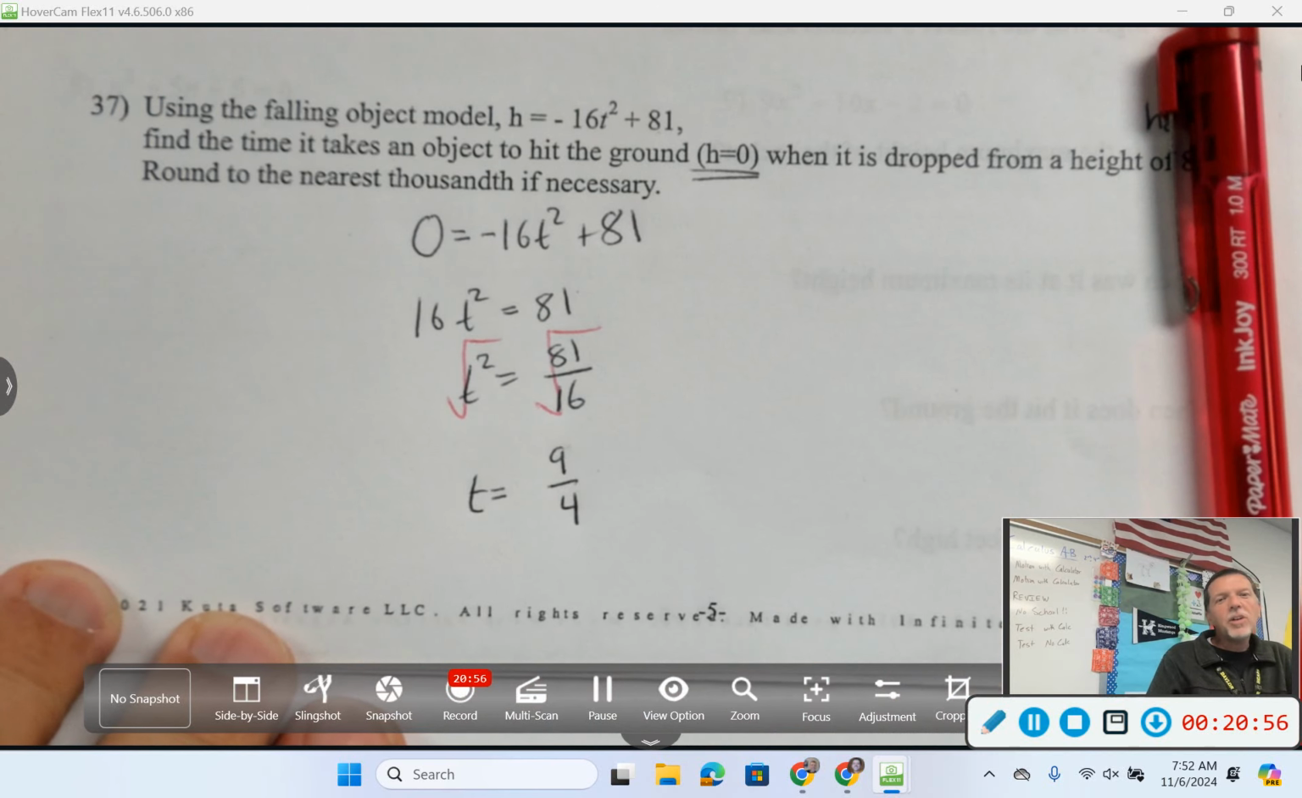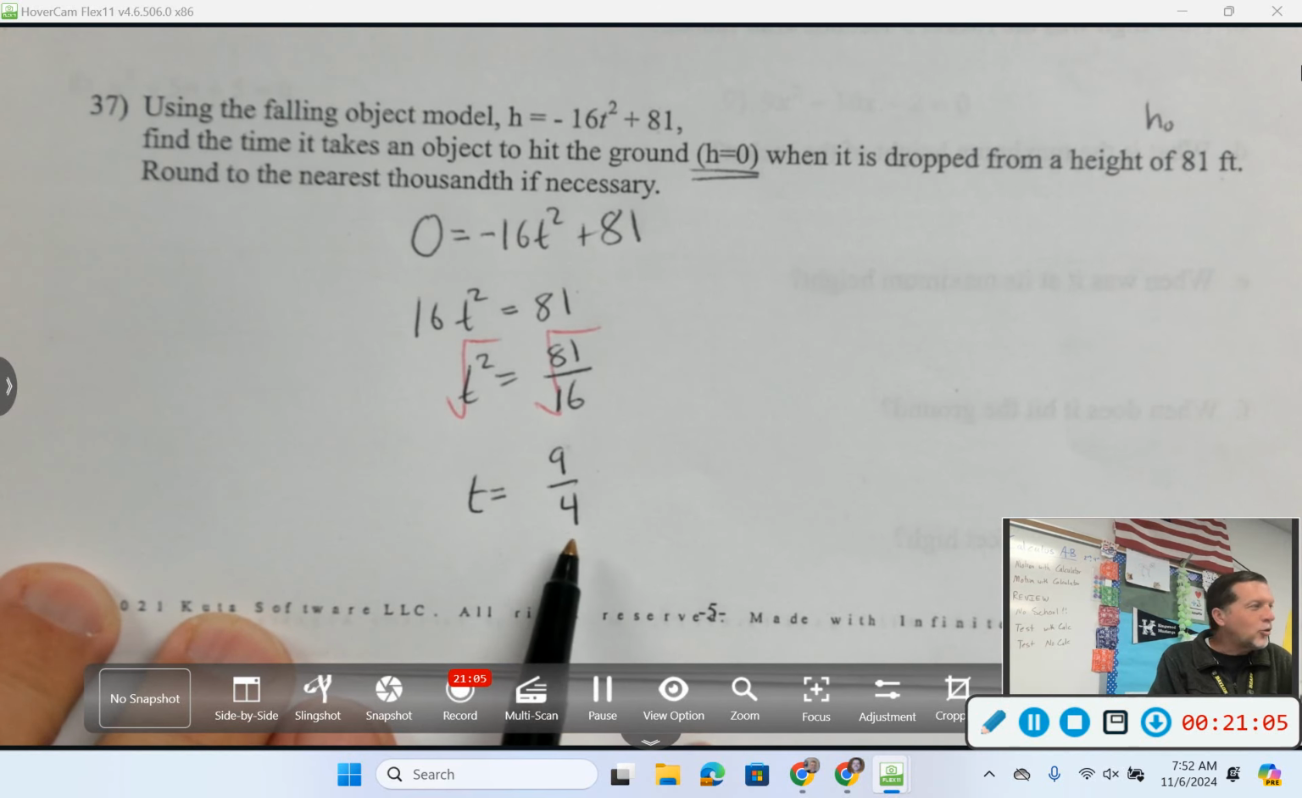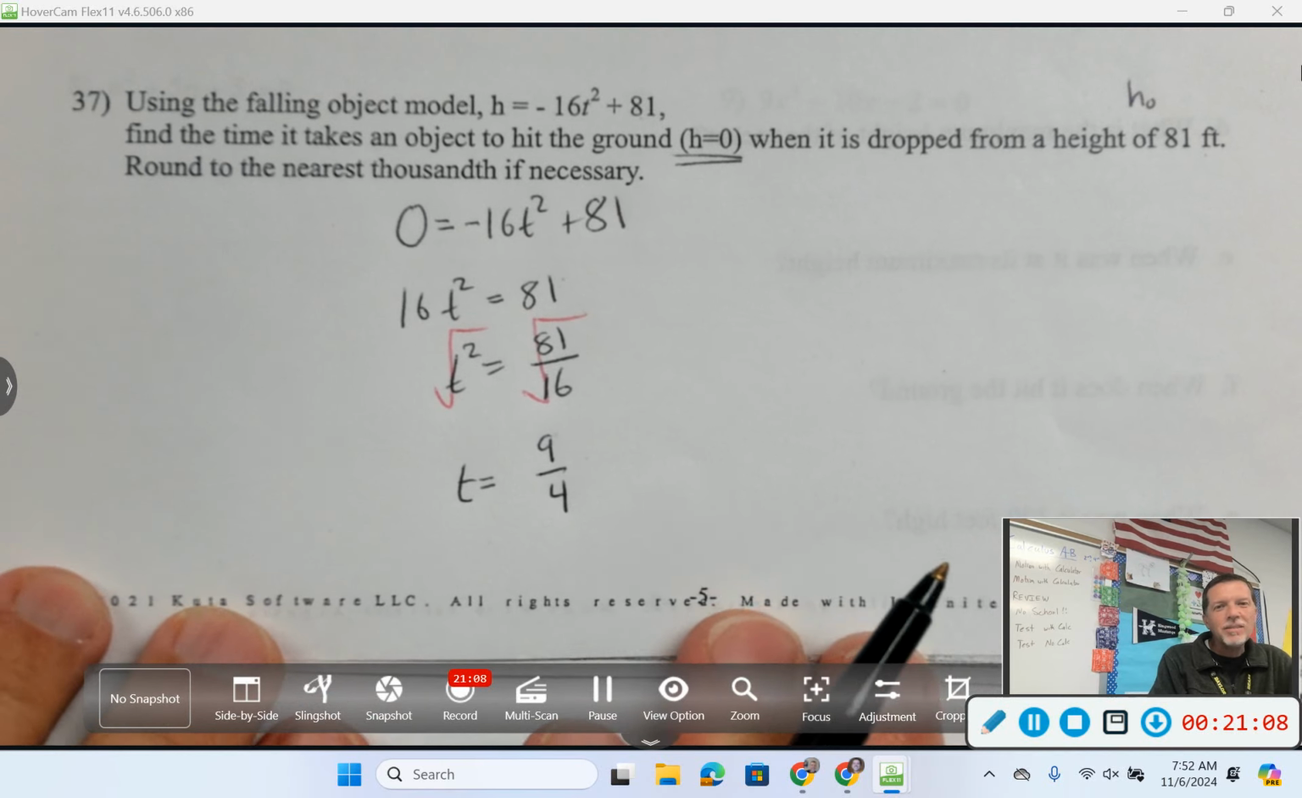Why not plus or minus 9/4? Right, this is like, how much time did it take? Well, it didn't hit the ground 2 seconds before you dropped it. That'd be weird.